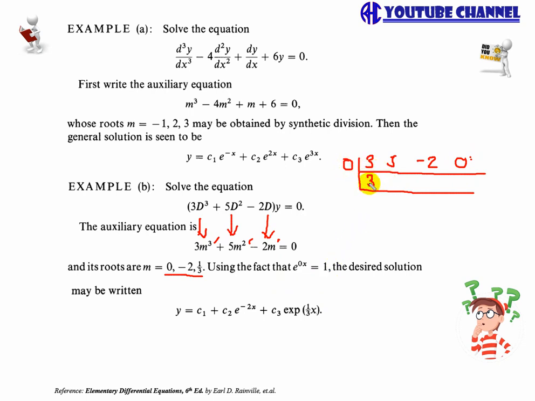Okay. So 3 times 0, 0, plus 5. 5 times 0, 0, negative 2. Negative 2 times 0 plus 0, so that is 0. So 0 is one of the roots. Let us try negative 2, if it gives 0. Bring down the 3. 3 times negative 2, negative 6, plus 5, that is negative 1. Negative 1 times negative 2, positive 2, plus negative 2, that is 0. So correct, negative 2. Let us try 1/3.